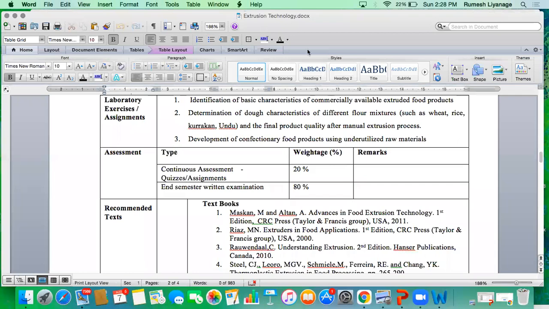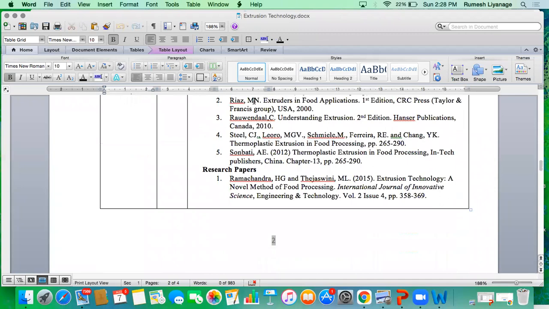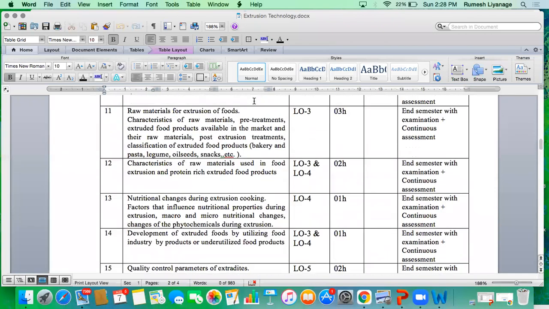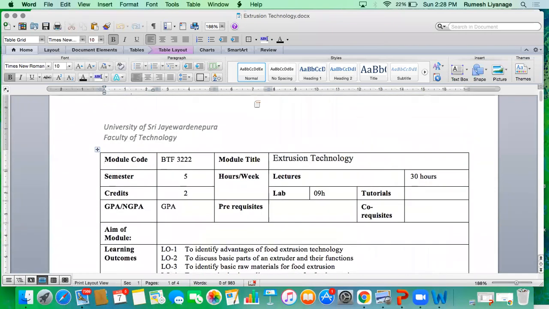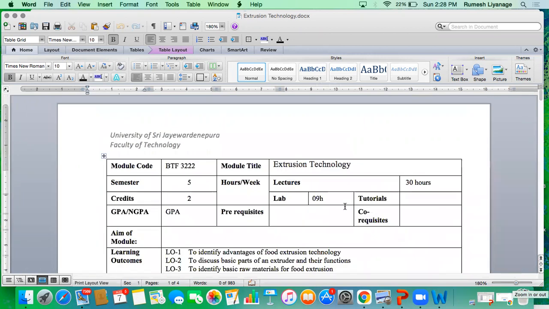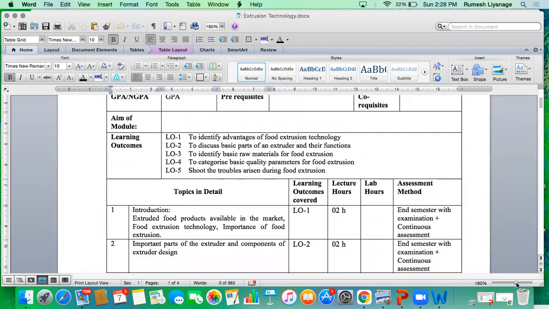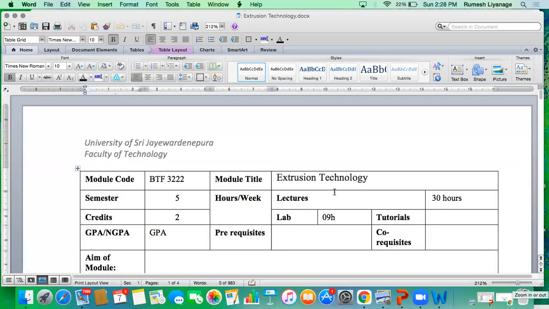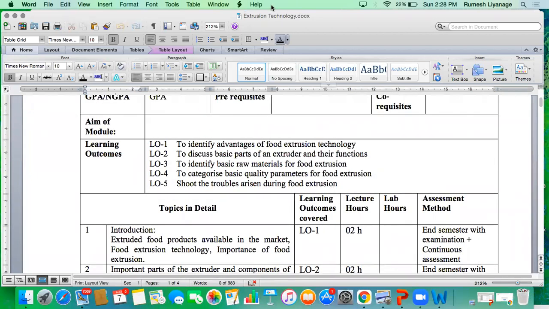This is actually, I think you can see, right here you can see the curriculum for extrusion technology. Now we have concluded the session and all the lectures. Don't worry about the lecture hours, right? You can read the presentations at your home. I just discussed the important points.